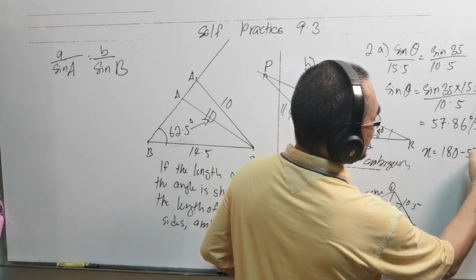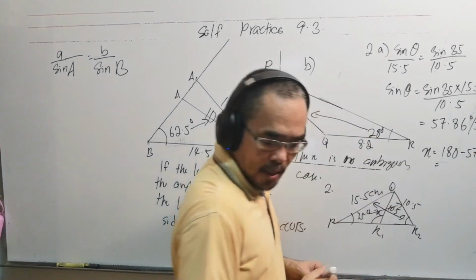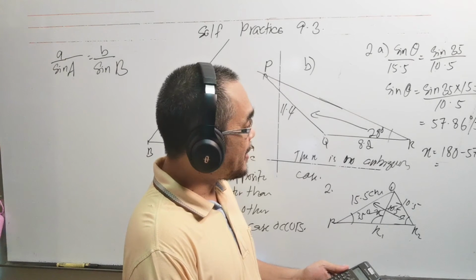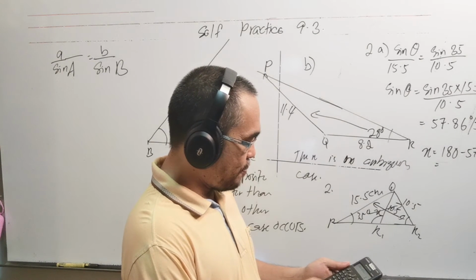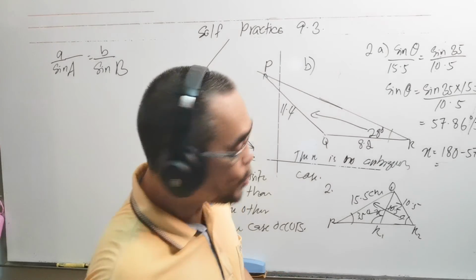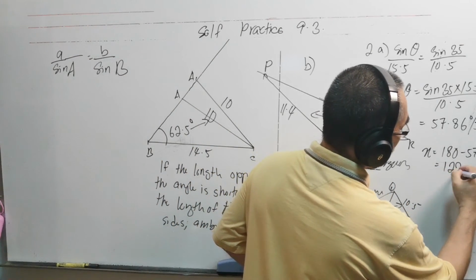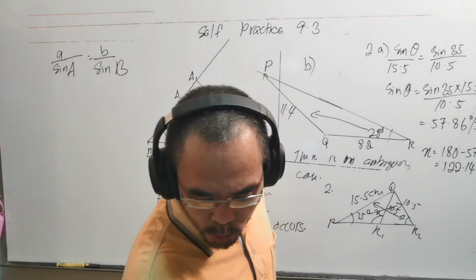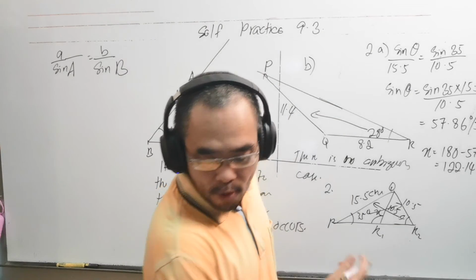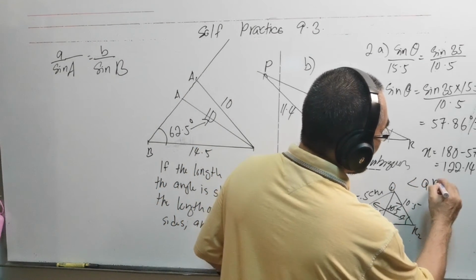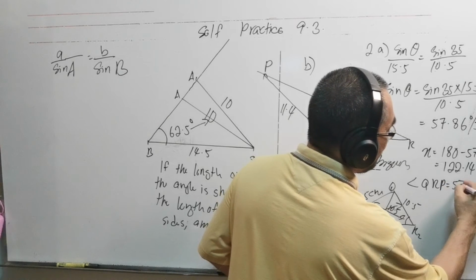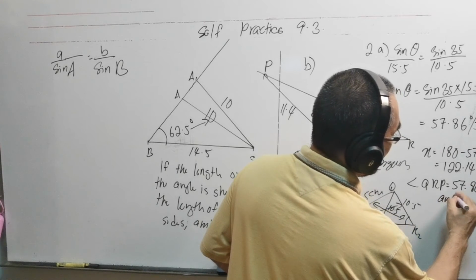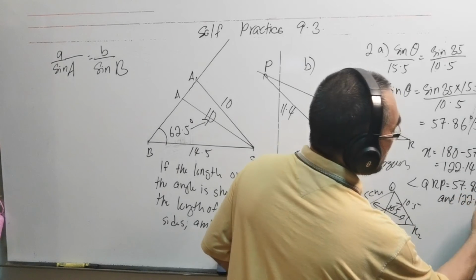And the value of the other angle, or the x here, will be 180 minus 57.86. I prefer to use decimal. Okay, so 180 minus 57.86, which is 122.14 degrees. And so, in order to answer the question, find the possible values of QRP. Angle QRP will be both 57.86 and 122.14.